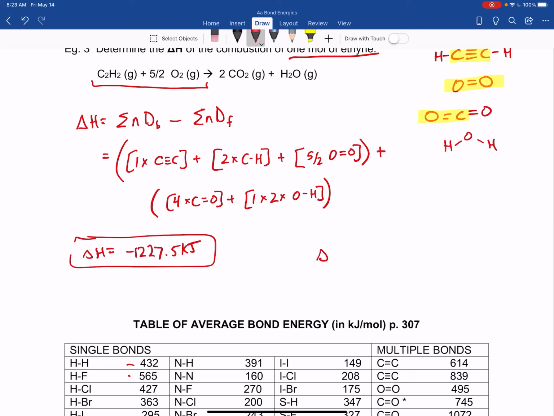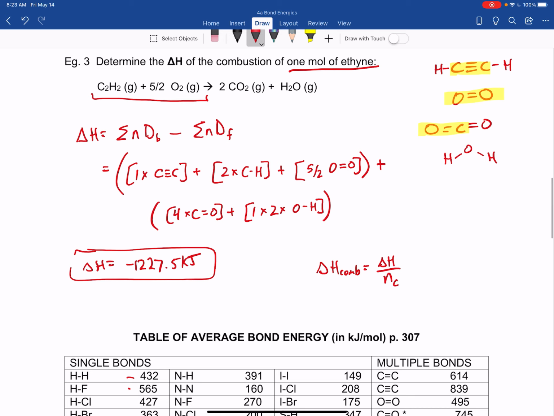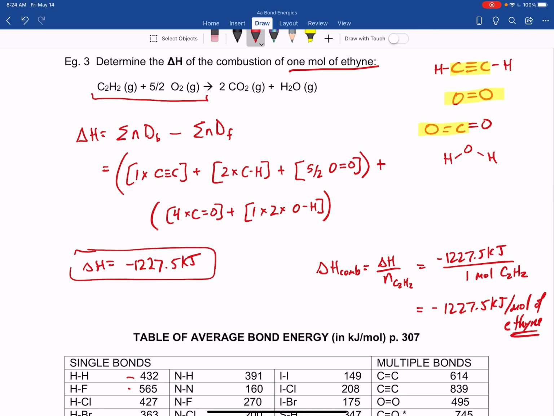And then for molar enthalpy of combustion, it's delta H divided by the number of moles. In this case, we're using ethyne, which is C2H2. So we just say negative 1,227.5 kilojoules divided by 1 mole of ethyne from our balanced chemical reaction, and we get our molar enthalpy here. So we get per mole of ethyne, not per mole of anything, just per mole of ethyne. So when we combust ethyne, that's the amount of energy released from that reaction there.